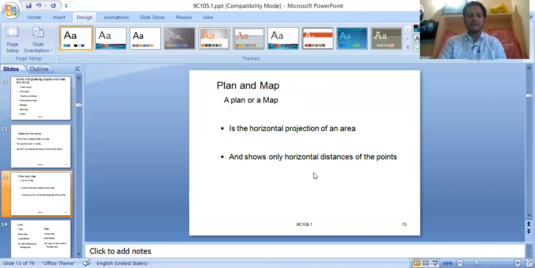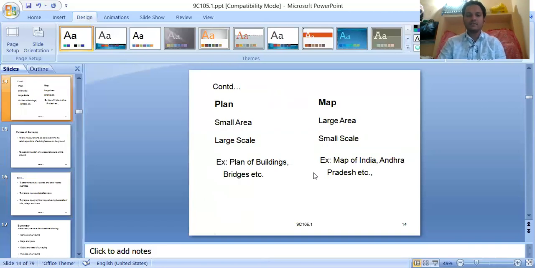Plan or a map is the horizontal projection of an area. We will do some survey, we will get some values. These values are incorporated on a two-dimensional paper, which is called a horizontal projection of an area, and it shows only the horizontal distances of the points. We will see some of the major differences between plan and map. We might have come across these words many times, but still we need to distinguish plan and map very clearly.